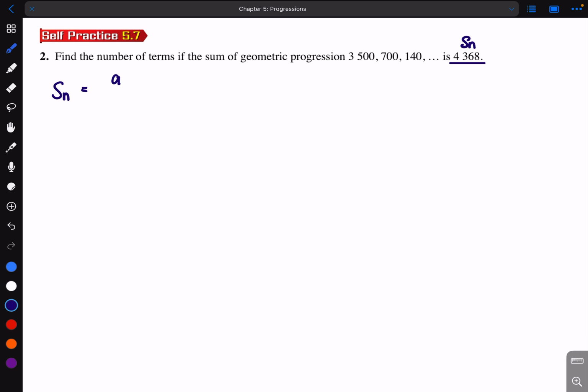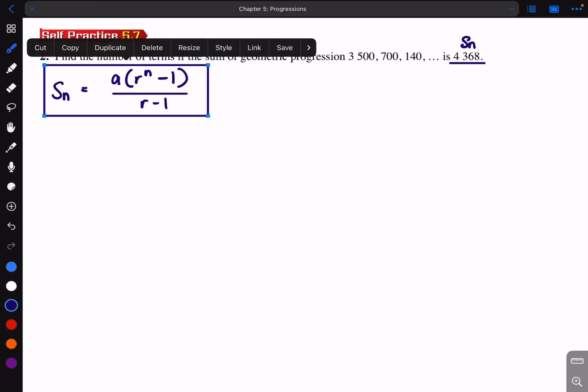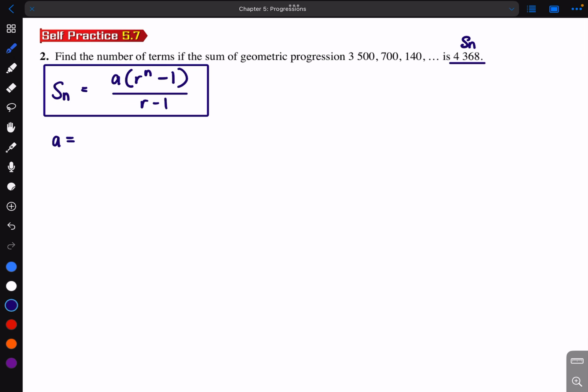Sn for geometric progression would be (a(r^n - 1)) over r minus 1. This will be our formula for Sn. Okay. Then we figure out our a and our r. a is the first term, so 3500.